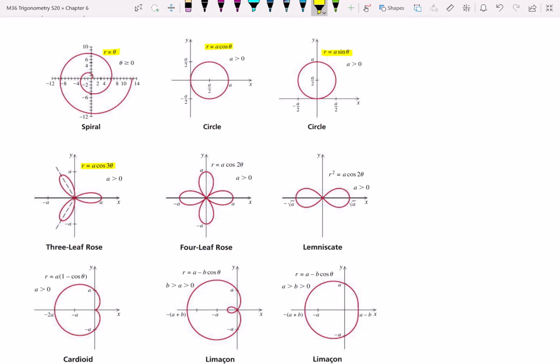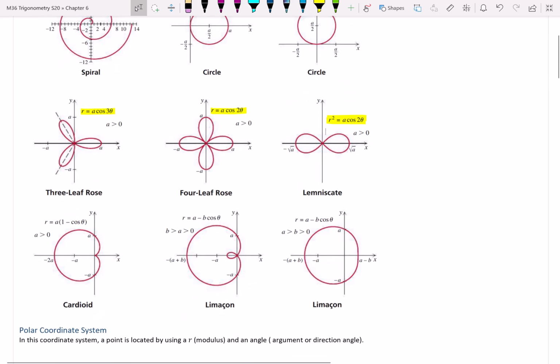If you want a 4-leaf rose, then you're going to want to work with the trig function cosine, but your theta here, you want to multiply by 2. If you want this infinity symbol, the equation is r squared is equal to a cosine of 2 theta. If you want this cardioid, the formula would be r is equal to a times the quantity 1 minus cosine of theta, and in this picture a is greater than 0.